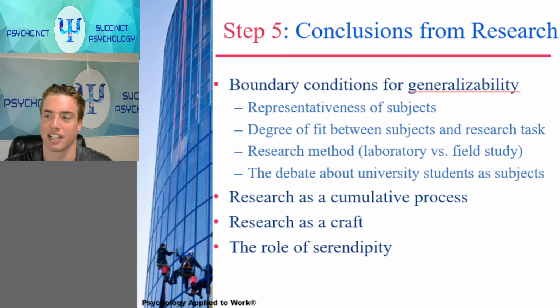Long story short, sorry, that was long-winded. Step 5, conclusions from research. So boundary conditions for generalizability. We have the representativeness of subjects, degree of fit between subjects and research task, research methods, so laboratory versus field study, and then there's the debate about university students as subjects.